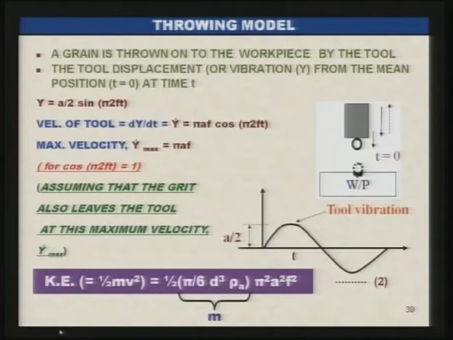And as you can see here, the mass is given by pi by 6 d cube rho a, where rho a is the density of the abrasive particle and small d is the diameter of the abrasive particle, and pi square a square f square is the v square, or the maximum velocity of the abrasive particle with which it is hitting the workpiece.